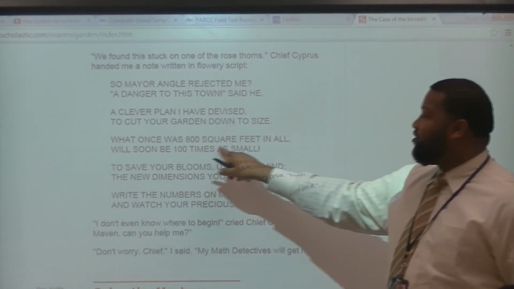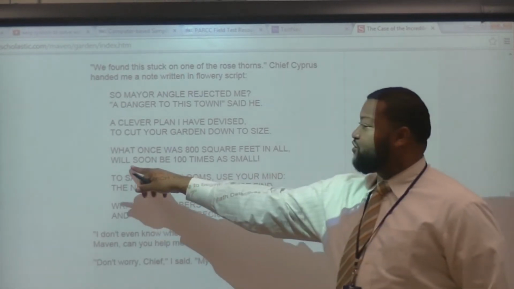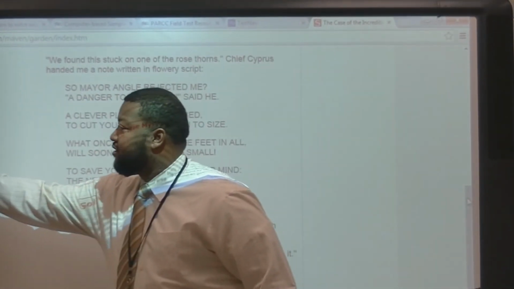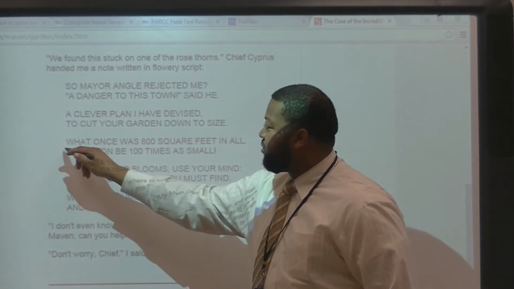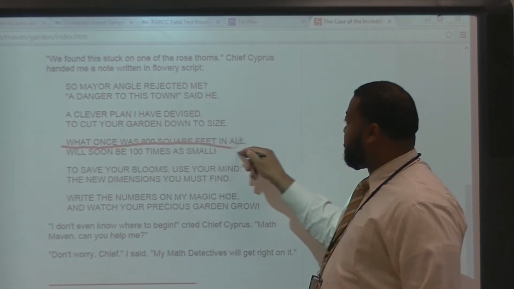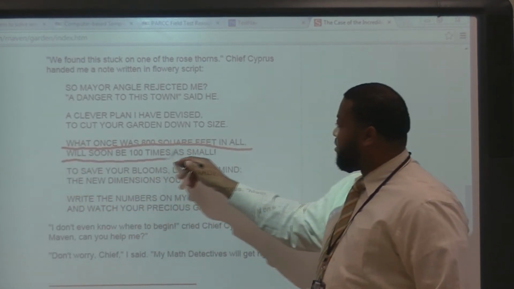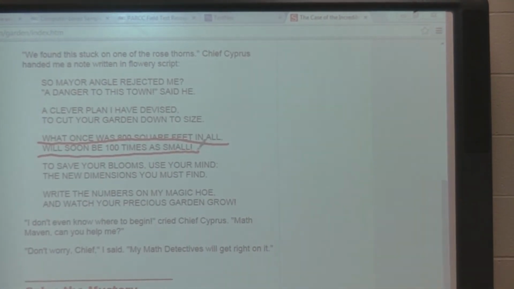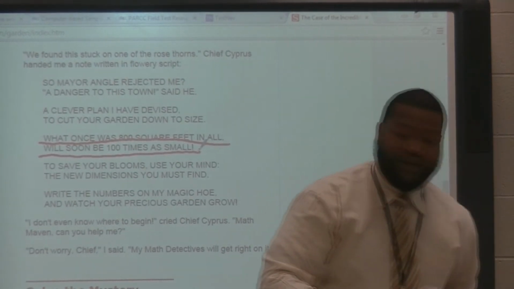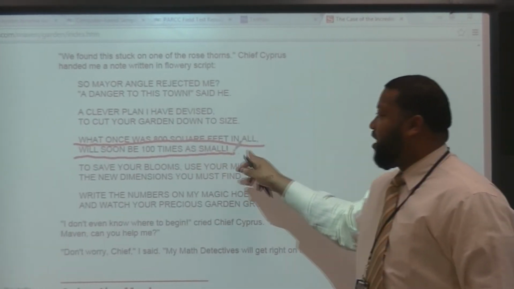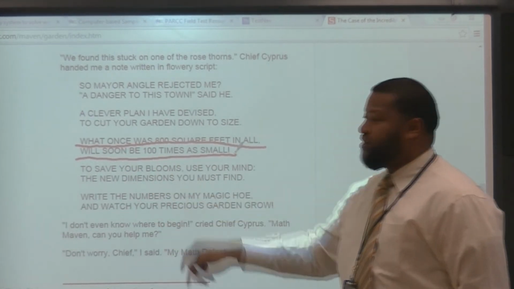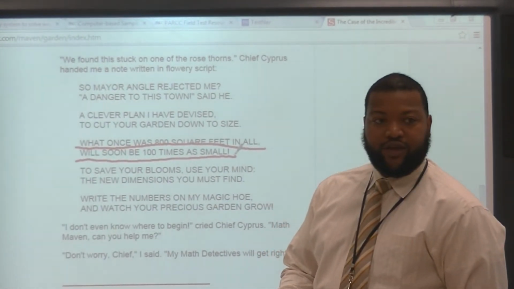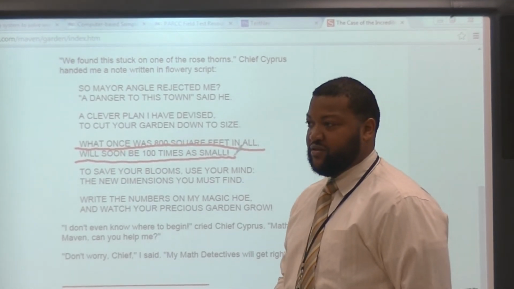What once was 800 square feet in all will soon be 100 times as small. So if you don't have this underlined, underline it. This is giving us clues. It's telling us what once was 800 square feet in all will soon be 100 times smaller. Anybody have anything else? Anything else going to help us solve?